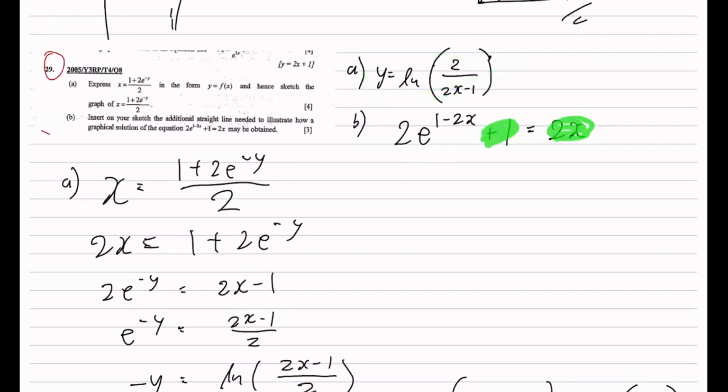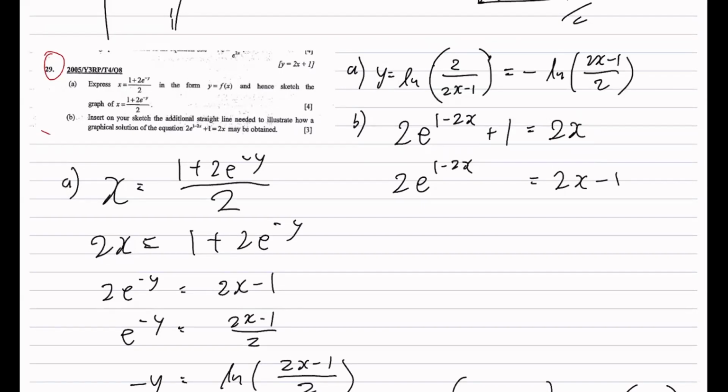Do you see 2x? Do you see a 1? Yeah. What do you think we should do? Minus 1. Here is plus 1. Yep. Bring over. So that means you get 2 times e power 1 minus 2x equals to 2x minus 1. Then after that, what else we want? We want 2 over 2x minus 1. So what should we do? Or maybe it's better if I left it in the original form, negative ln of 2x minus 1 over 2. Divide by 2 first. Ln both sides, yes.